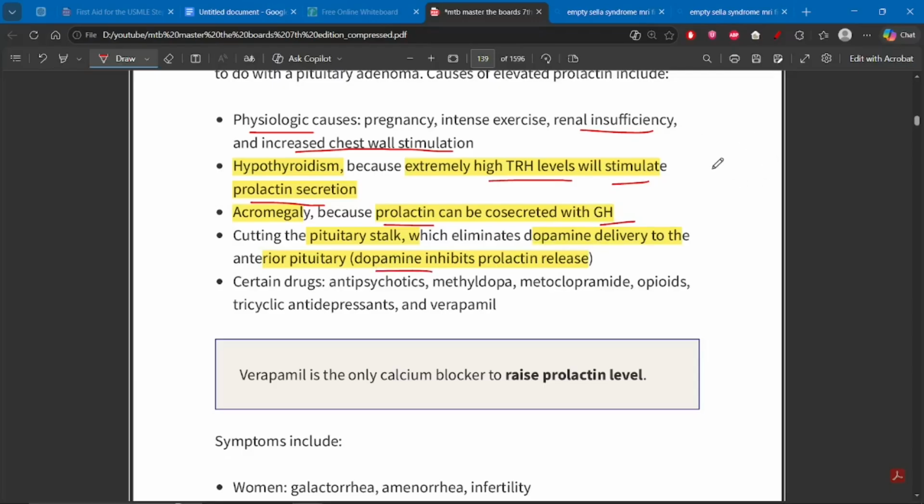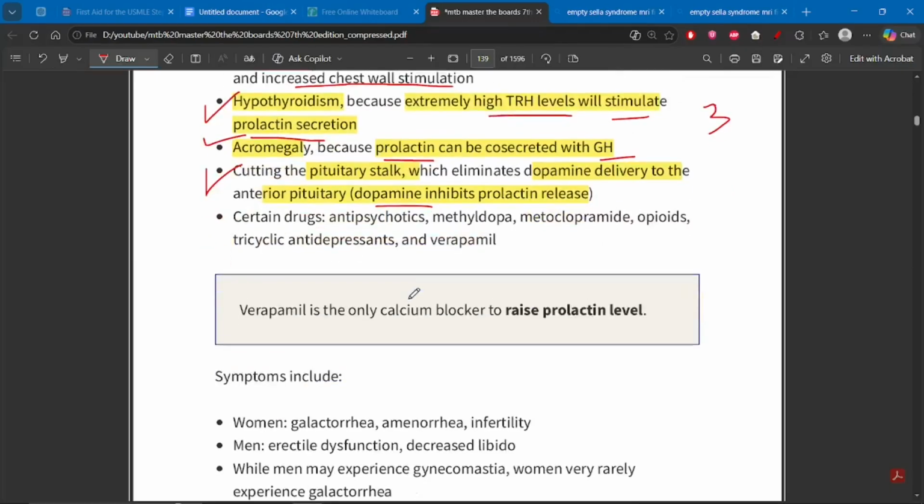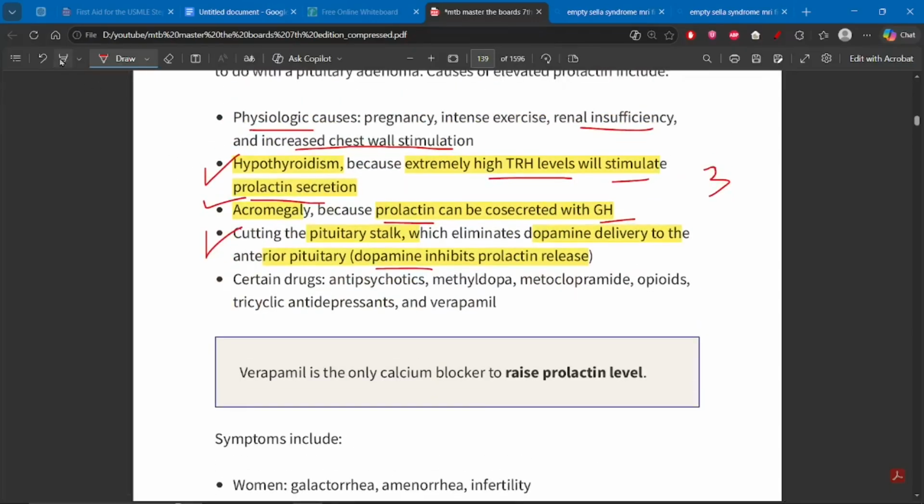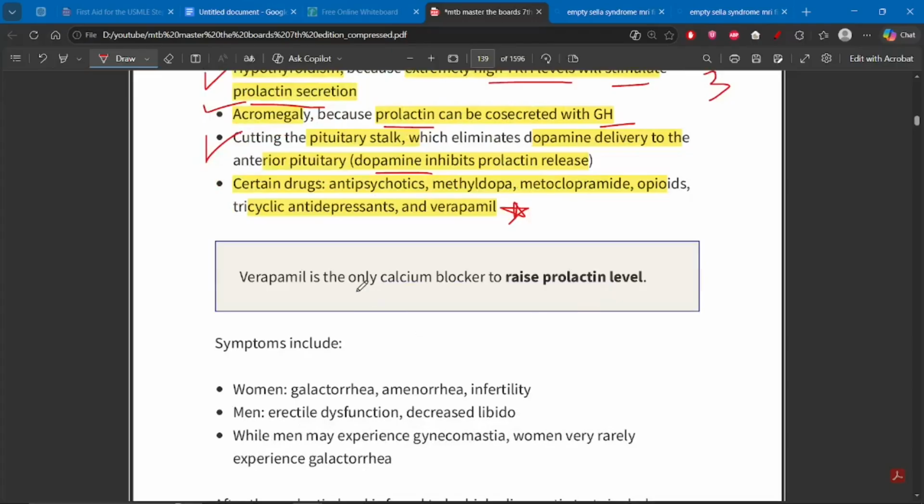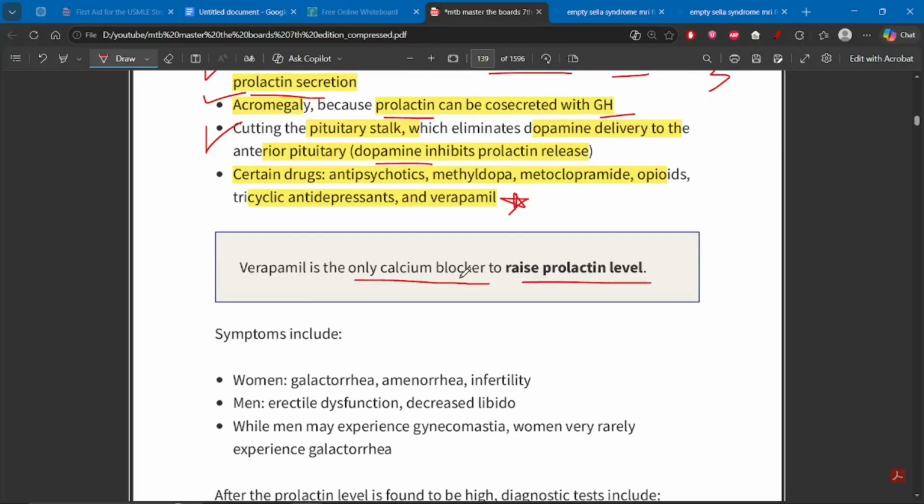So there are three relations that you need to remember, right? These three bullet points show that. Certain drugs, very important: antipsychotics, methyldopa, metoclopramide, opioids, tricyclic antidepressants, verapamil. All of these are very important. You need to remember all of them. Verapamil is the only calcium blocker to raise prolactin levels. So this is apparently an important point. They have written it in the colored box.